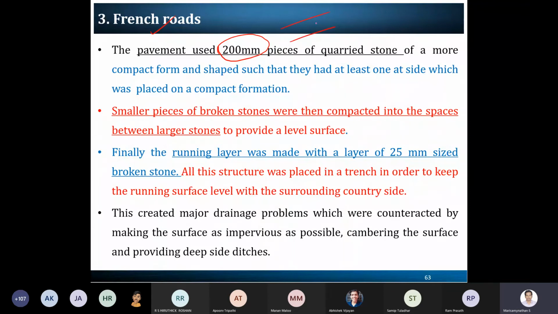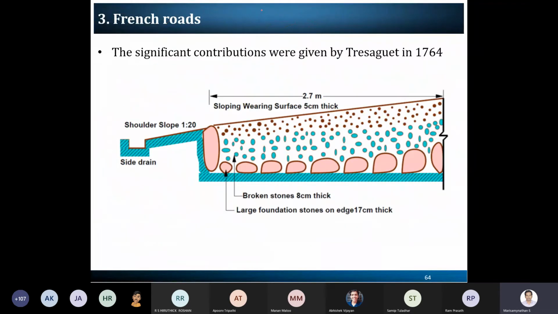Everywhere the road will be there, some blocks are happening, they are removing them, and again the same things are happening, and the slopes we are not providing. So even in existing conditions, the drainage issues are there. So with respect to the different pieces, sizes of stone, different layer thicknesses, introducing the concept of drainage chambers, all the possible technical components, they introduced the French road. This was invented by Trésaguet in the year 1764.